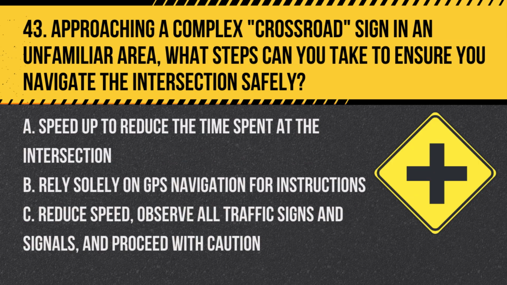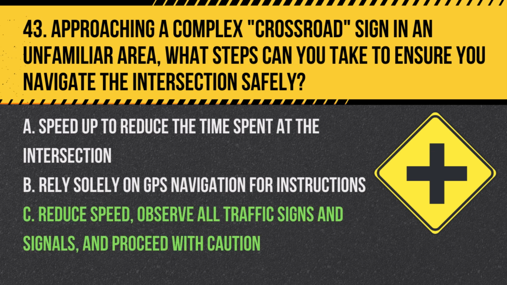Question 43. Approaching a complex crossroad sign in an unfamiliar area, what steps can you take to ensure you navigate the intersection safely? A. Speed up to reduce the time spent at the intersection. B. Rely solely on GPS navigation for instructions. C. Reduce speed, observe all traffic signs and signals, and proceed with caution.